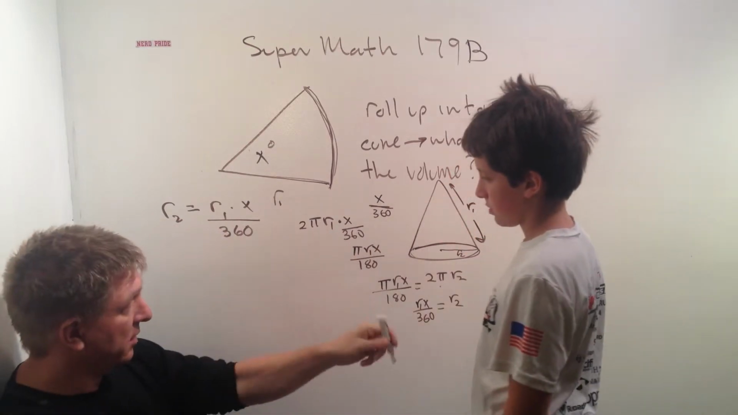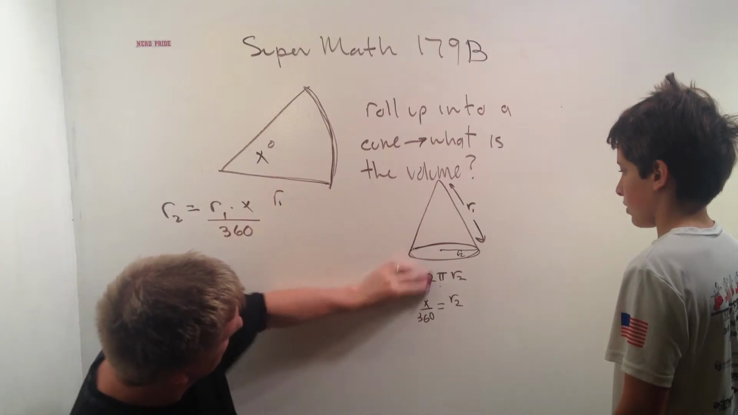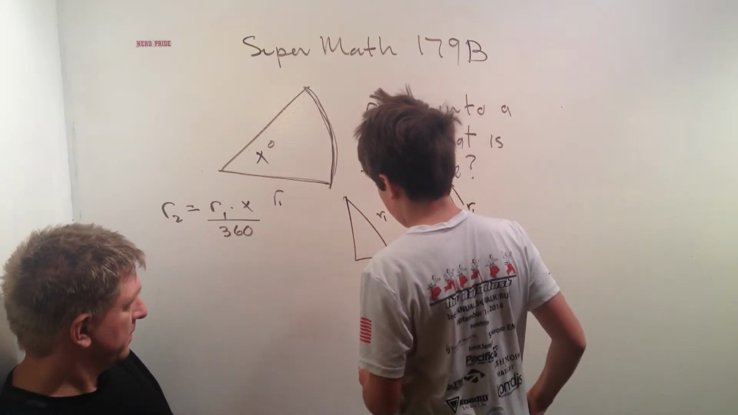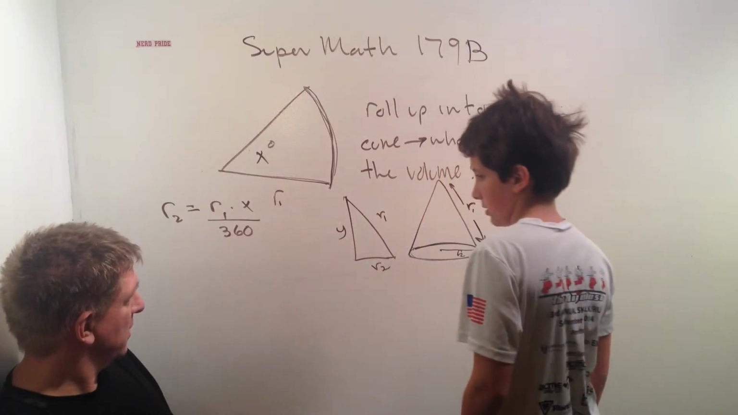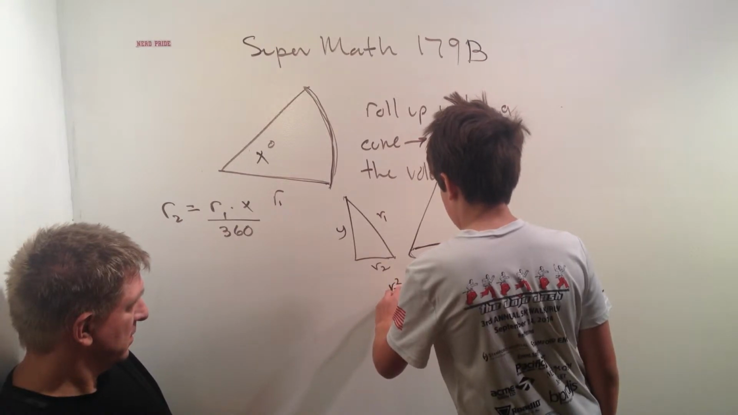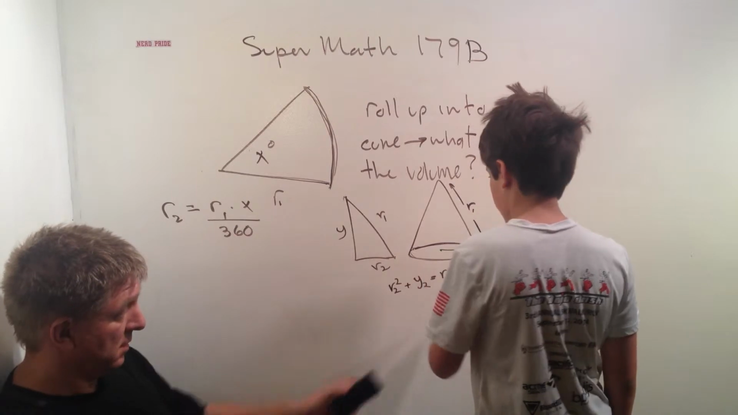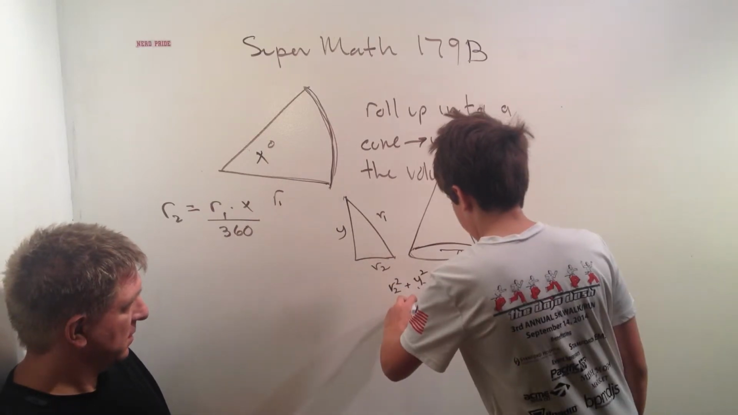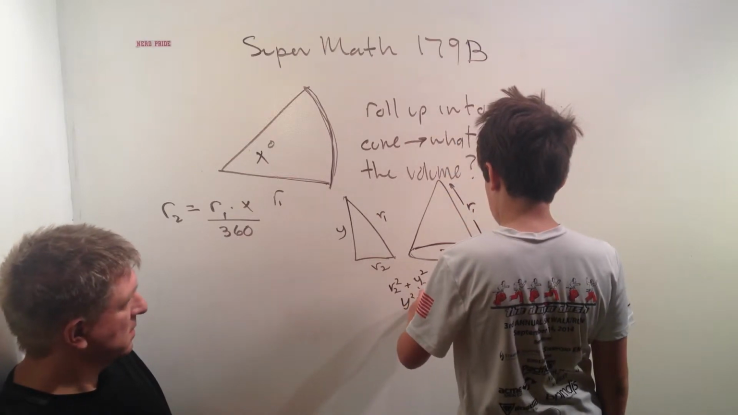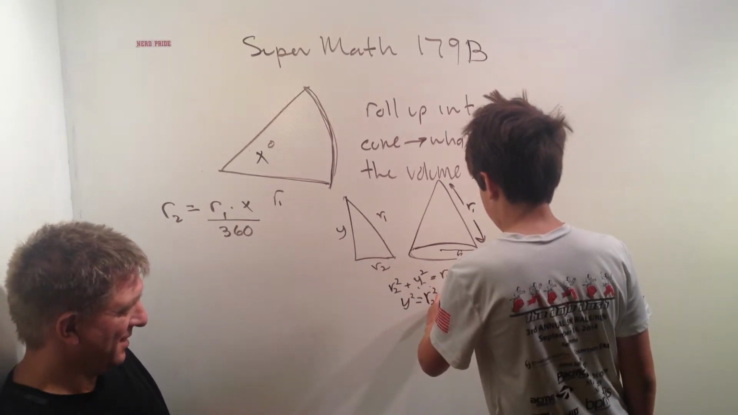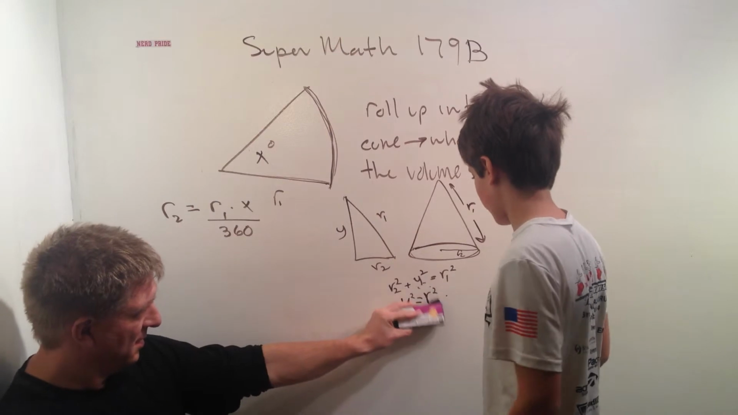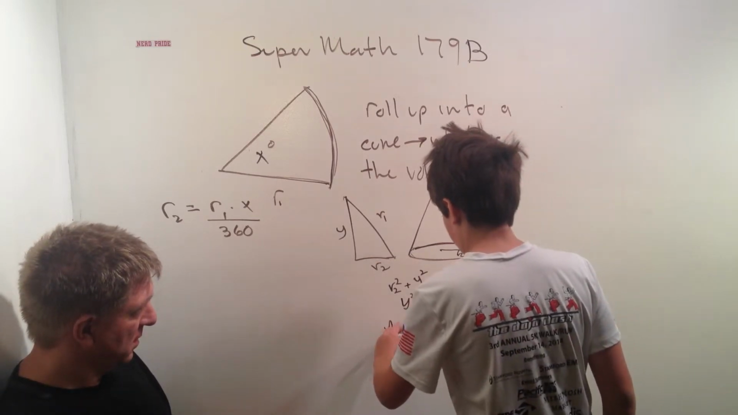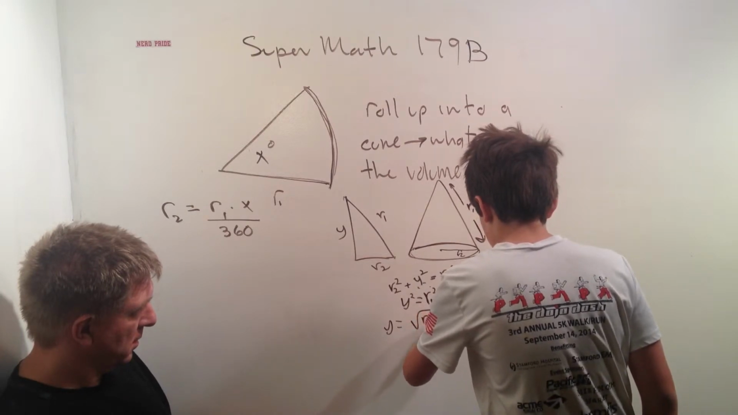Now that we have this radius, r2, what do we need to do next? We need to find the height. How are we going to do that? We can draw a right triangle: r2, r1, and this is y. We already used x. So r2 squared plus y squared is r1 squared. So y squared is r1 squared minus r2 squared, and that means y is the square root of r1 squared minus r2 squared.